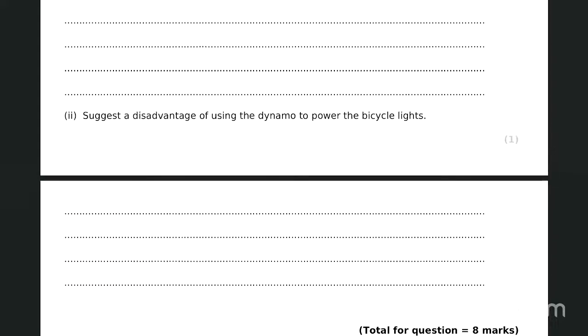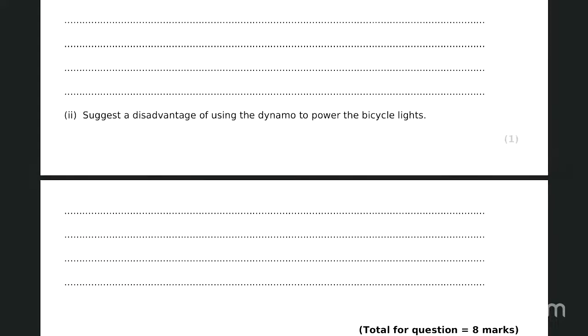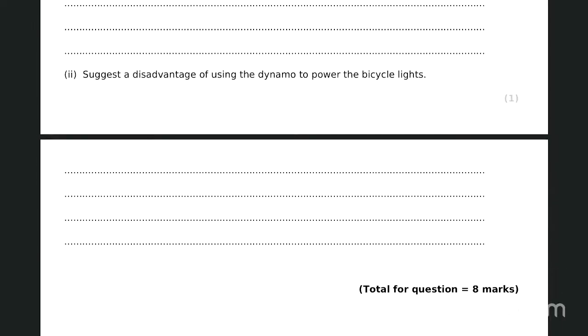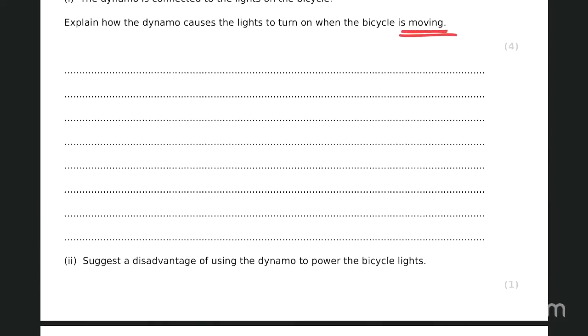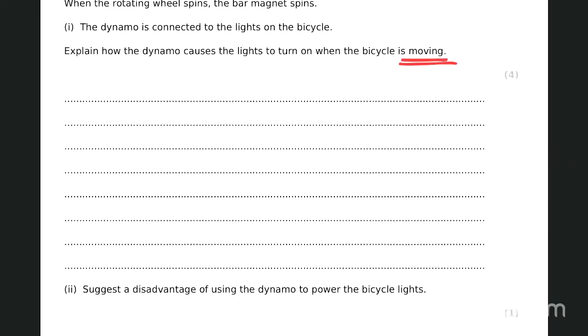Right. Then suggest a disadvantage of using the dynamo to power the bicycle lights. So what is the disadvantage? Now think and tell me. So this is just one answer, one score question. The answer is given in the previous question actually. See, dynamo causes the lights to turn on when bicycle is moving. So if it is not moving, what will happen?